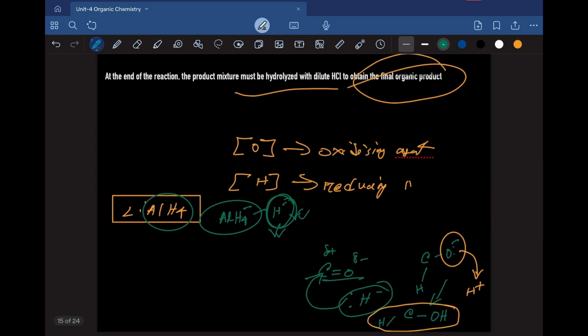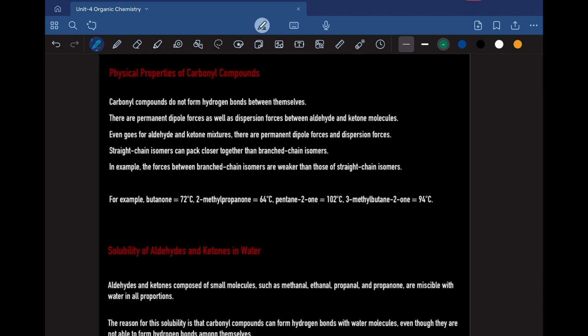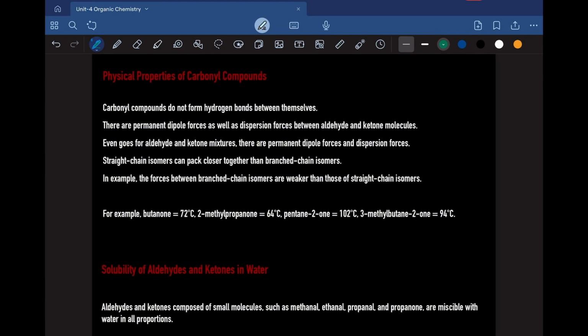I have shown you an extra mechanism. I don't think this is important for your syllabus, but you can remember it because this is one mechanism that might come in your exam. It is similar to the SN1 and SN2 mechanisms that we have seen previously. Now moving on to the physical properties of the carbonyl compounds. Understanding the physical properties is really important.